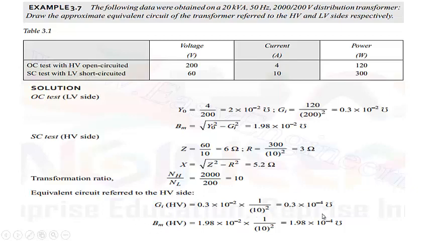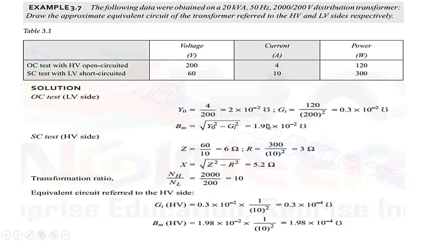It will be 0.3 into 10 to the power minus 4, and 1.98 into 10 to the power minus 4. On the high voltage side we have this, because these two are calculated referred to the high voltage side, since we are giving supply to the high voltage side. So the high voltage circuit parameters are these, with the parallel circuit this, and the series circuit this.